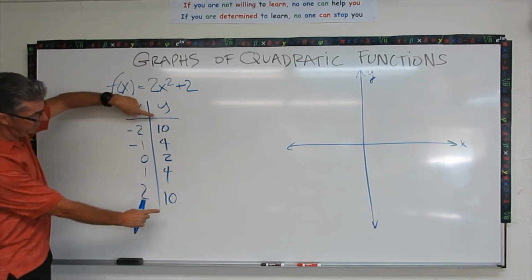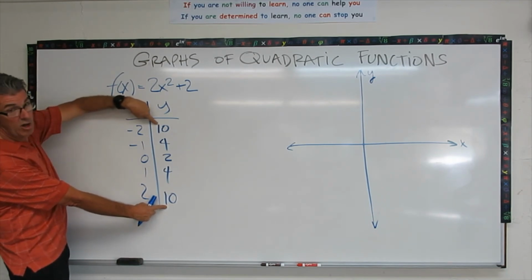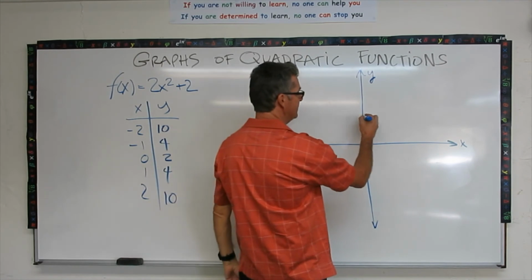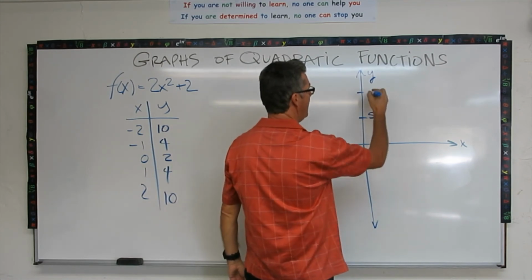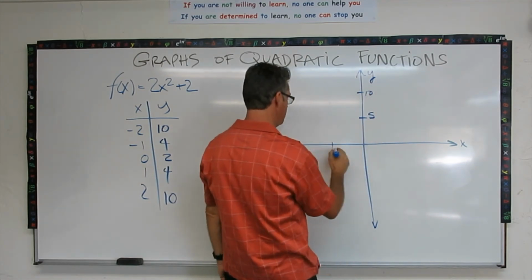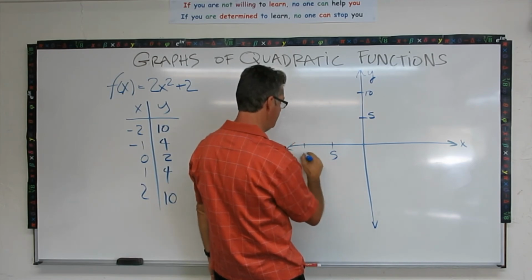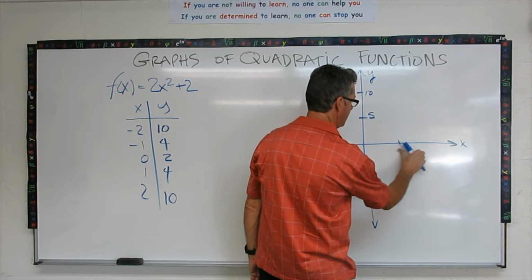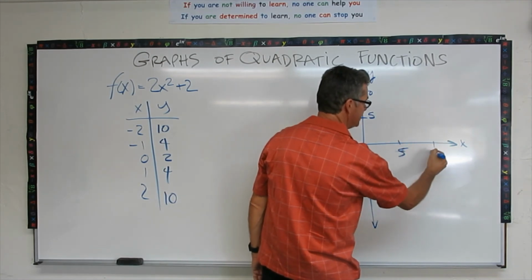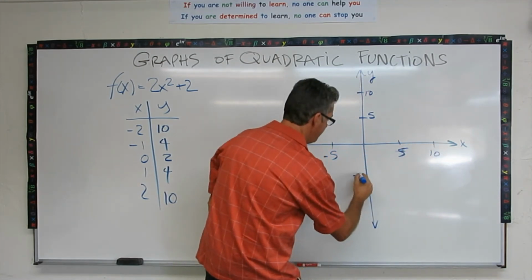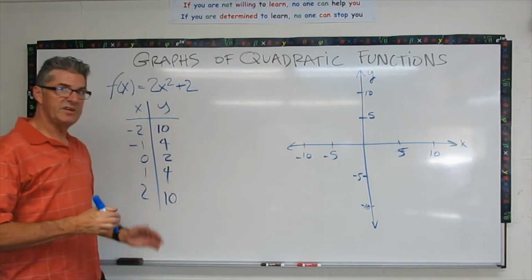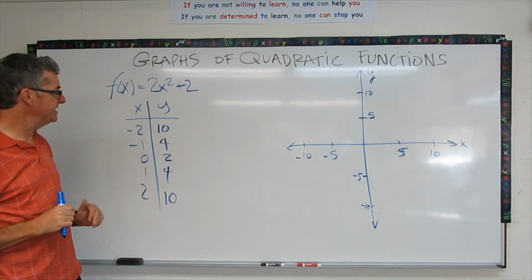Okay, so now I'm going to use my table of values to put points on my graph. Now, check this out. My y's go all the way up to 10. So what I'm going to do when I scale my axis is do 5, 10. And negative 5, negative 10. Okay? So this is going to make a kind of skinny parabola you're going to see in a sec.